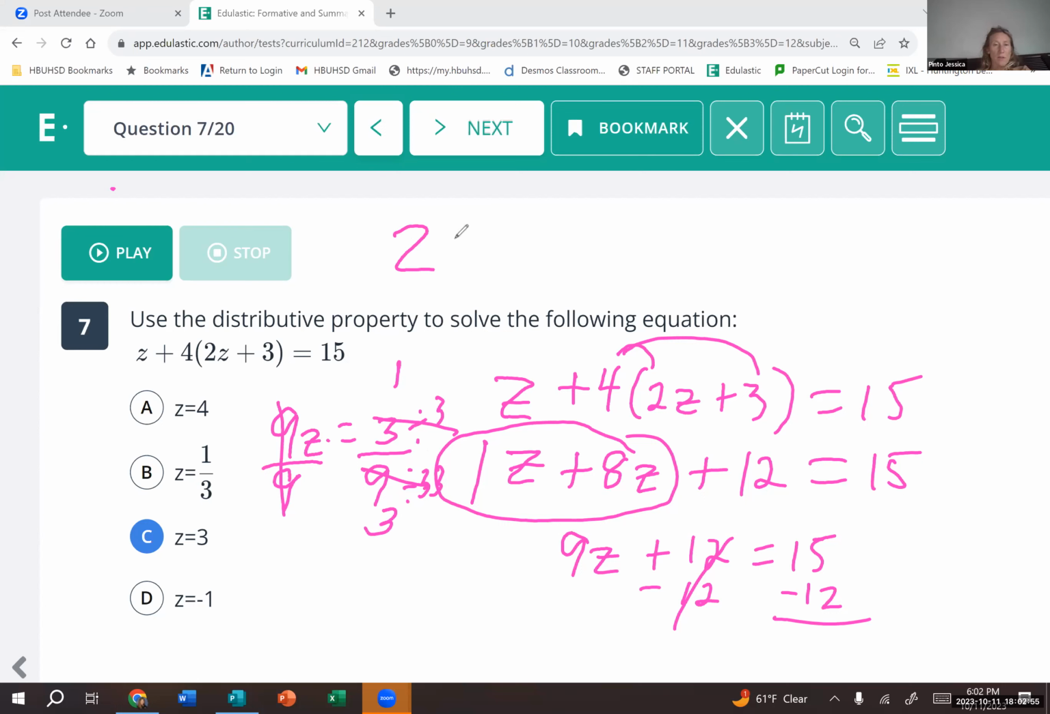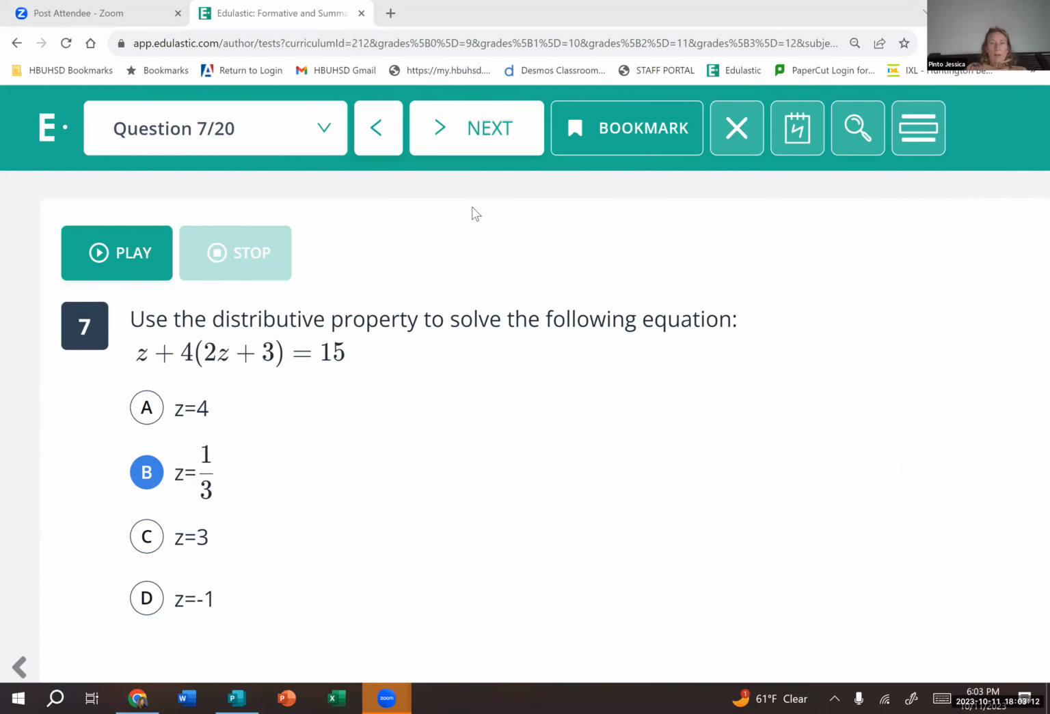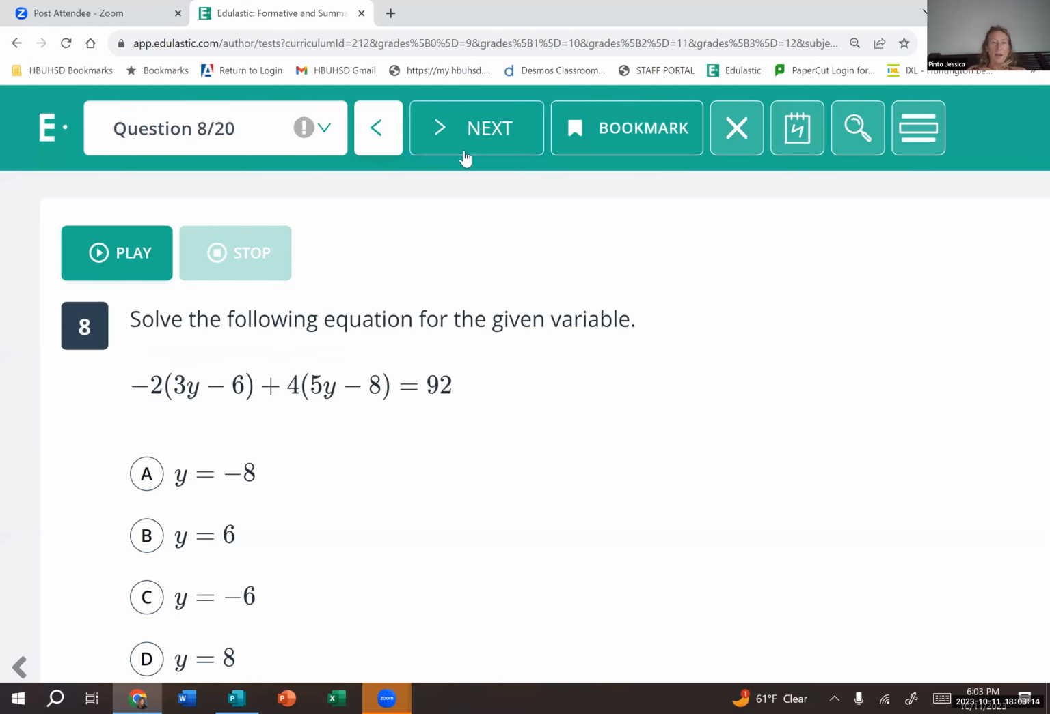So the answer for z is 1/3. So just be really careful. The answer here is B, not C, because we were dividing by 9 and it was bigger in the denominator than the numerator. Very fun. Number 8. Again, we have just variables on one side, so we're really practicing collecting our like terms.